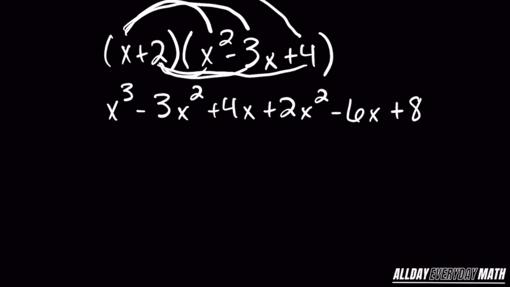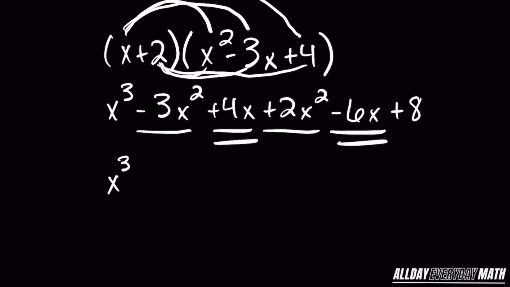All right, so obviously now we have a little bit more of combining like terms that needs to happen. So let's go ahead and pair up the like terms first. So I see that this negative 3x squared and the positive 2x squared need to be combined. And then the positive 4x and the negative 6x need to be combined. All right, so I'm going to bring down my x cubed. And let's go ahead and combine negative 3x squared and positive 2x squared. All right, that is going to give us negative 3 plus 2 is negative 1.